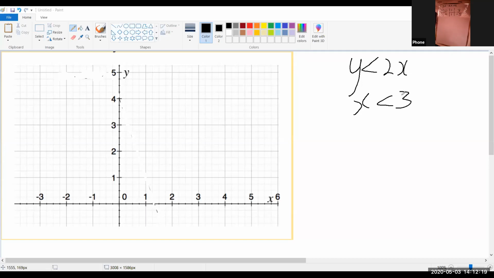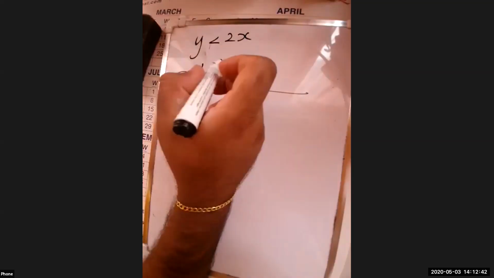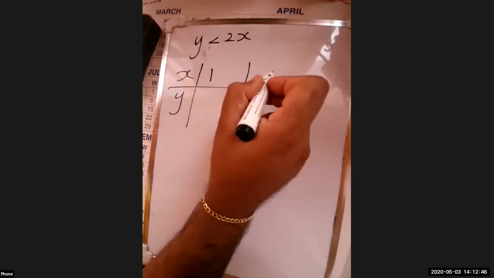Yes, sir. So this one is not as easy as it looks. Let's go to our table of values, because we have to find a table of values now for this one. So y is less than 2x. We will choose about two values for the x. We'll choose, let's say, 1 and 0. It can be 1 and 0.